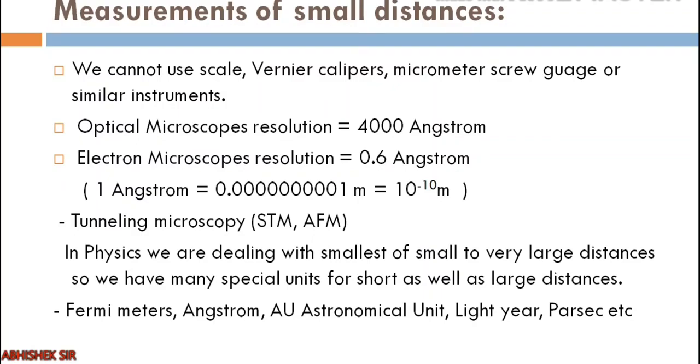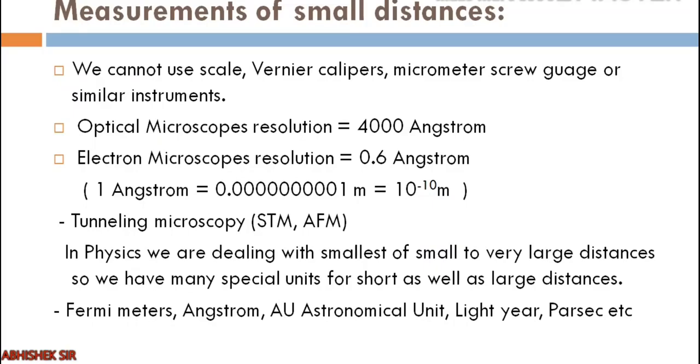Now, measurement of small distance. We cannot use scale, vernier caliper, micrometer screw gauge or similar instruments for measurement of small distances. So we again have to use some specific instruments. Those specific instruments are microscopes, right? So there are a variety of microscopes.